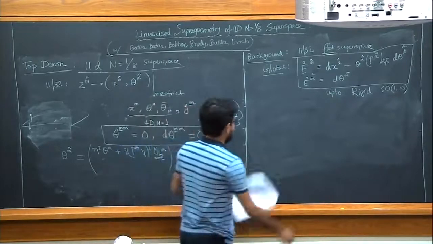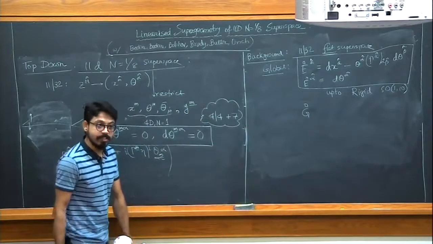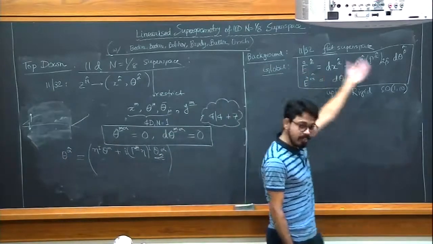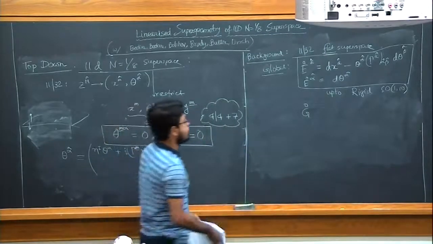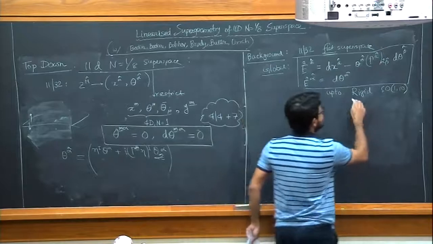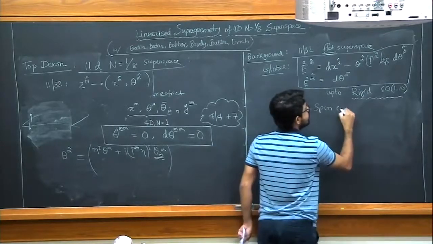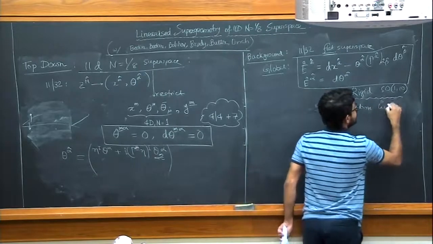Right? And then the background value for the G field has to be also given, right? So this is the background value for the frame, from which you can derive what the background values of the torsion, etc. are. One thing that I should mention is that because you have rigid SO(1,10), the spin connection for the background is also 0. Omega 0 is 0.